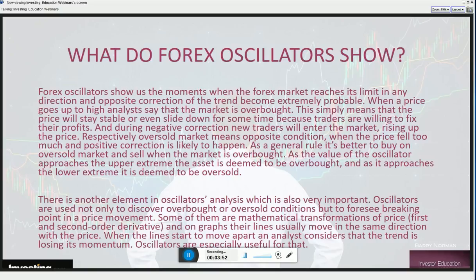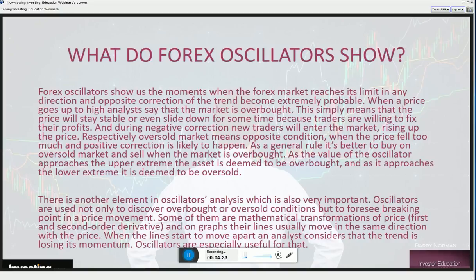As the value of the oscillator approaches the upper extreme, the asset is deemed to be overbought. So it's just reaching that extreme. It's not telling you when it's going to tip. It's telling you it's getting too heavy and going to tip, but it can't predict when that tip will happen. And as it approaches the lower extreme, it is indicated as oversold. There is another element in oscillator analysis, which is also very important. Oscillators are used not only to discover overbought and oversold conditions, but to foresee breaking points in price movement.